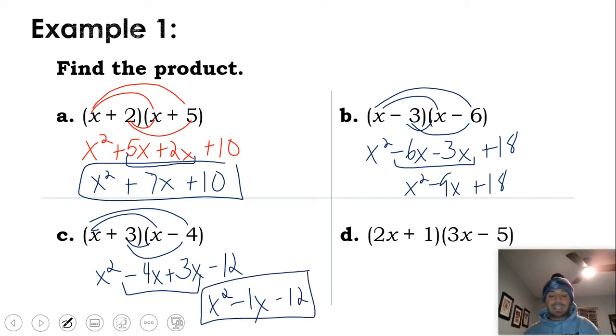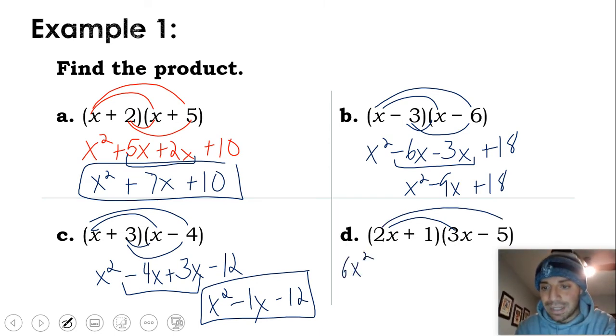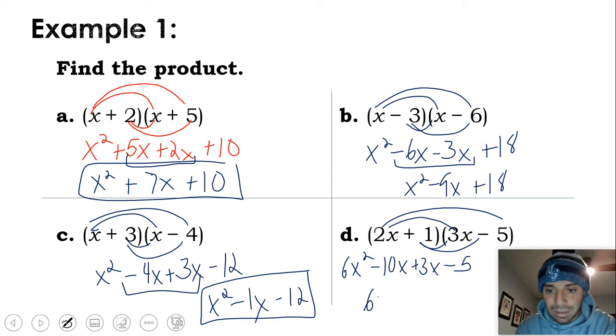And your last one, maybe slightly more challenging because we're not just multiplying x times x here, but it's the same exact concept. 2x times 3x. You're just multiplying that 2 times that 3 to get 6, and x times x will get me x squared. So we've got 6x squared. 2x times negative 5 is negative 10x. Inners, 1 times 3x is going to be a positive 3x. And then 1 times negative 5 is going to be a minus 5. So we get 6x squared minus 7x minus 5 as our answer.